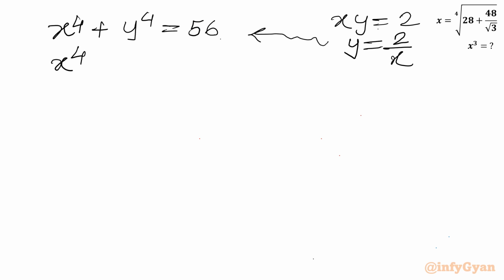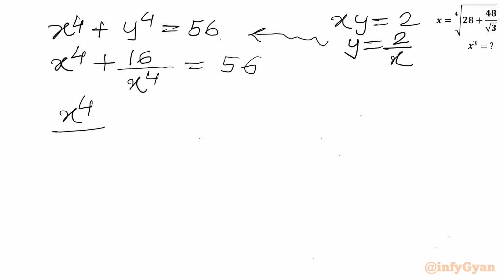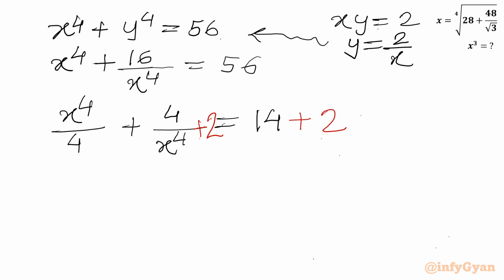So x power 4 plus y power 4, 16 over x power 4, equal to 56. Now I will divide this equation by 4. So I can write x power 4 over 4 plus 16 over 4, 4 divided by x power 4, and 56 over 4, 14. Now I will add 2 to both sides. So I will be adding 2 here and I will add 2 here also.